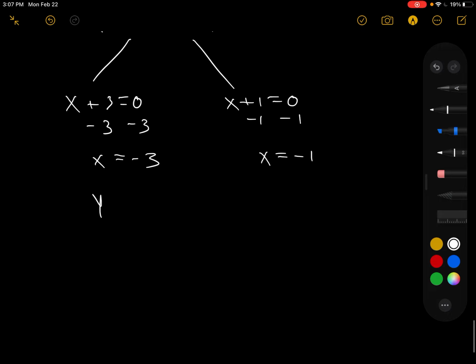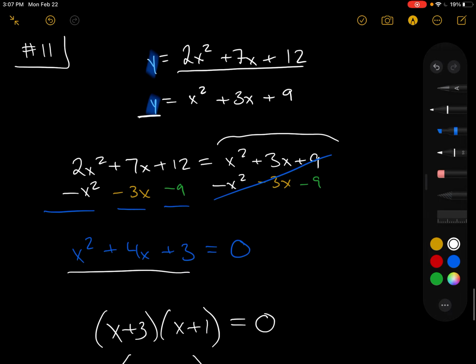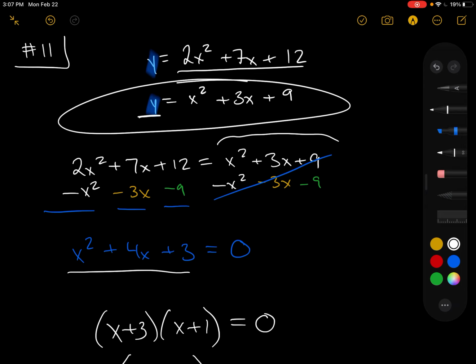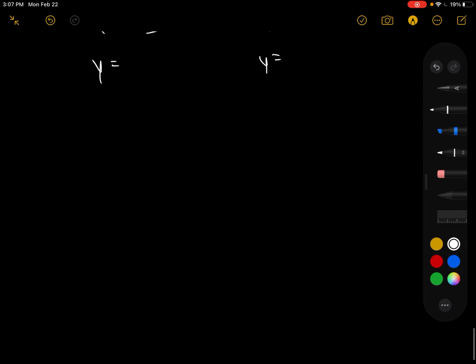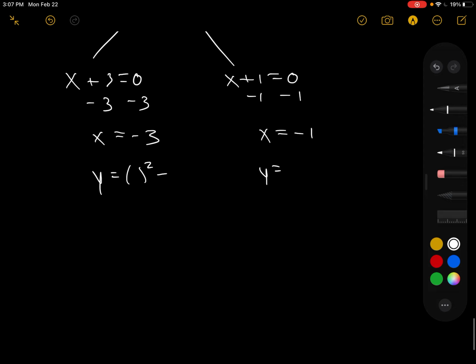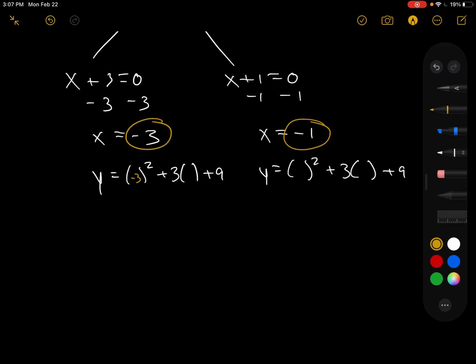Now we're not quite done because we need a y value for each of these. We need to plug that x in. So let's go back. We can use this equation, x squared plus 3x plus 9, for both. And then we can take these values and plug them in.